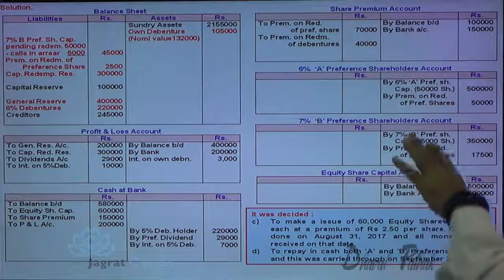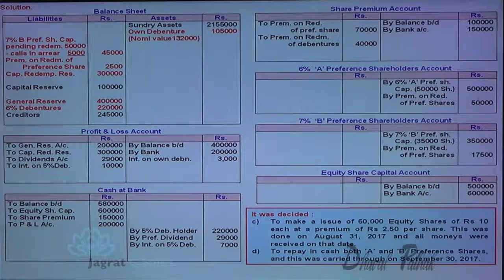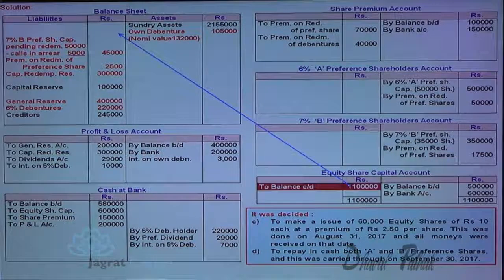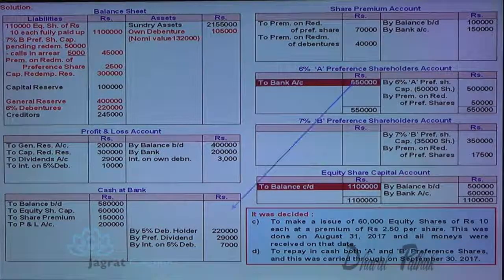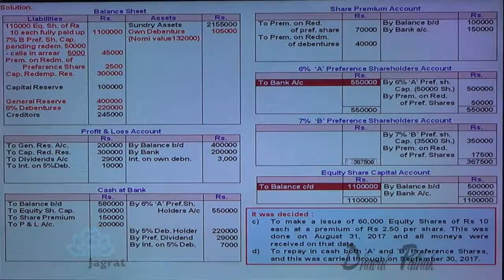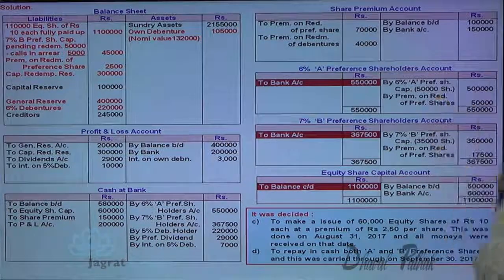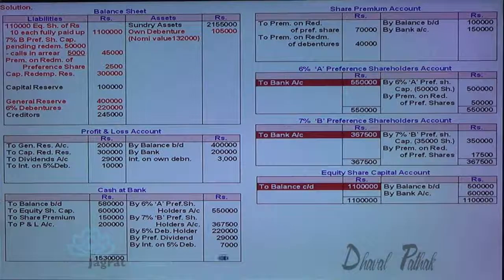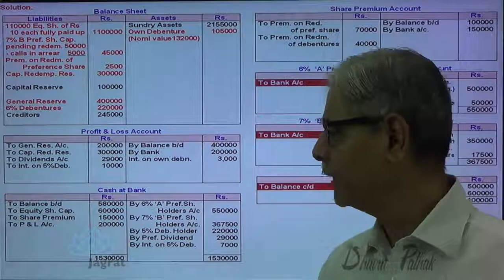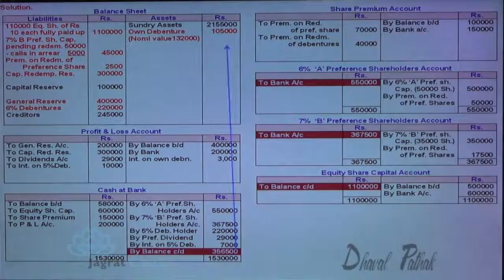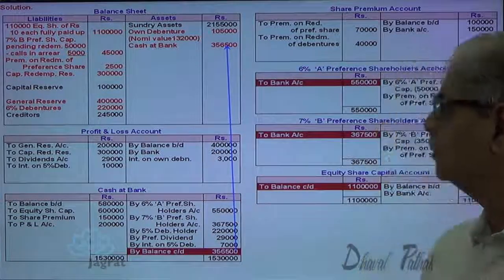Now proceeds of fresh issue are recorded. Now I am required to make payment to these preference shareholders. Equity share capital balance will appear in the balance sheet. This 5,50,000 paid. So preference shareholders account debit to bank account. So like 67,500, preference shareholders account debit to bank account. So these two accounts are closed. Now I will close cash and bank account because redemption of preference and redemption of debenture, everything is done.